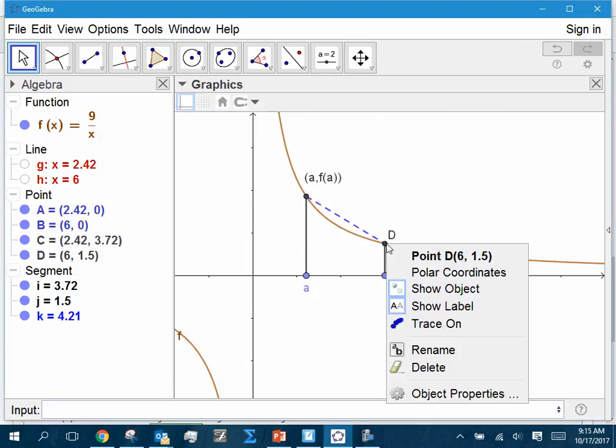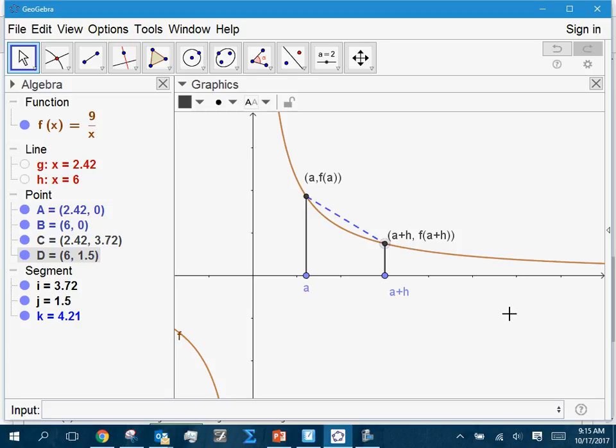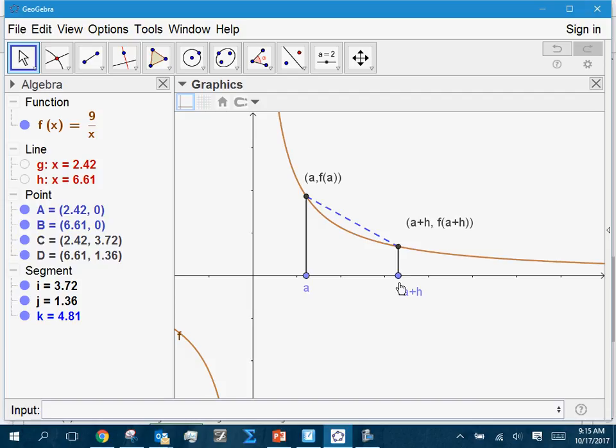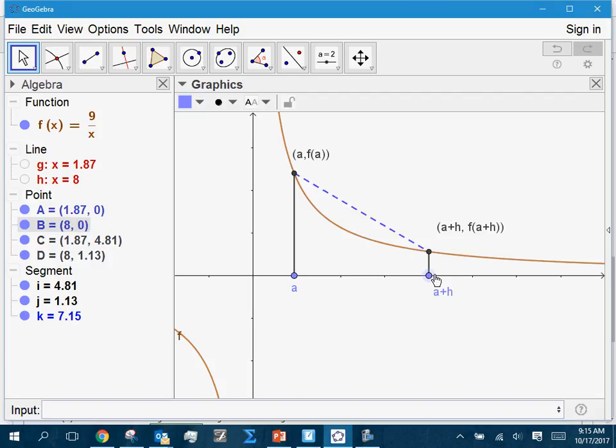Okay. This ordered pair over here, because the x value was A plus h, would be A plus h, comma, f of A plus h. Okay. Is that doable? Okay. So now, what's going on here is no matter where I move these things, A and A plus h, you see the secant line, that dotted line, kind of changes, right?